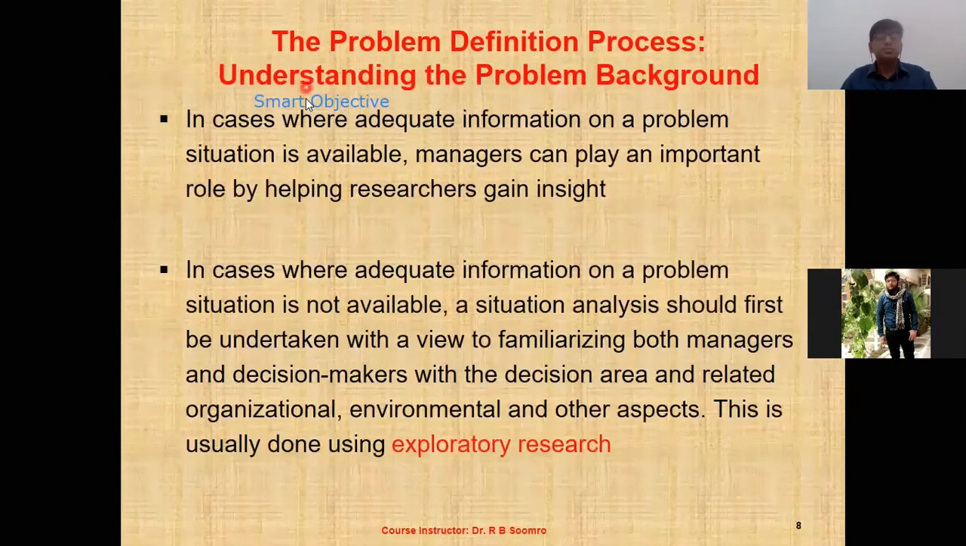What happens is, in cases where adequate information on the problem situation is available, managers can play an important role by helping the researcher. When the complete or most of the information is available, it may be shared with the researcher, and then the researcher can do quality, relevant research. Probably he will be in a position to suggest some practical and relevant ideas on how to solve this problem.